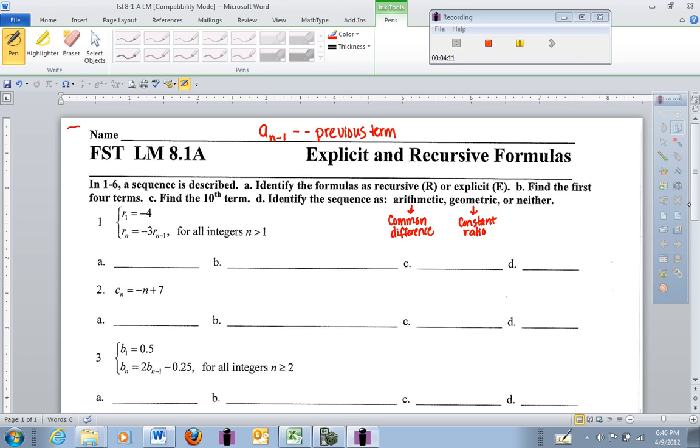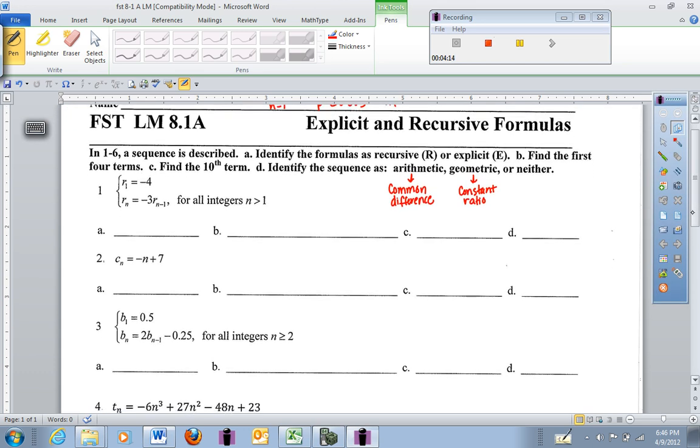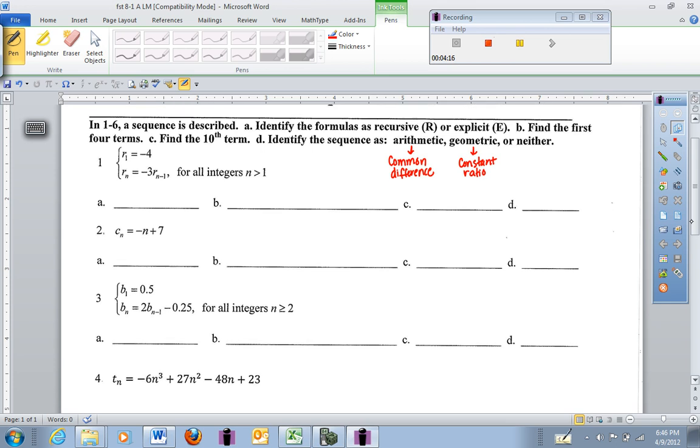Okay, well, let's just look down through this list of problems on 1 through 6, and let's mark them all for Part A as either explicit or recursive. You can pause this video, and if you think you already know all the answers to it, you could go ahead and fill in Part A on each one. If not, I'm going to talk you through it here.